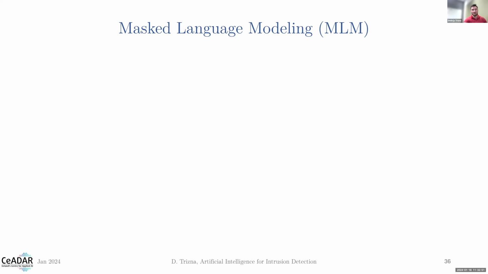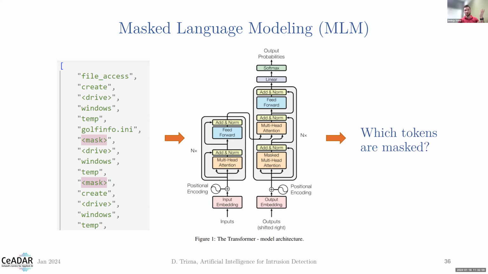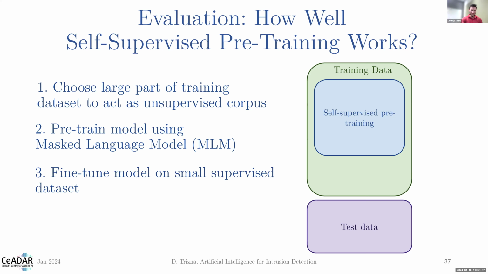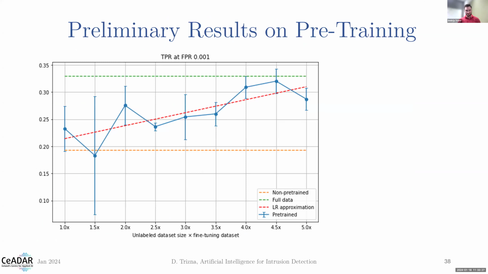In our case, let's start with the masked language model. We took a sequence, as we've seen before, and we mask some of the tokens and just ask the transformer which tokens are masked and to guess those back. Run for several epochs, and then we fine-tune this model on the small supervised dataset. And this small supervised dataset is the rest of the training set. Then we evaluate how well it performs on the test set compared with the model that hasn't seen this blue chunk, without any self-supervision.